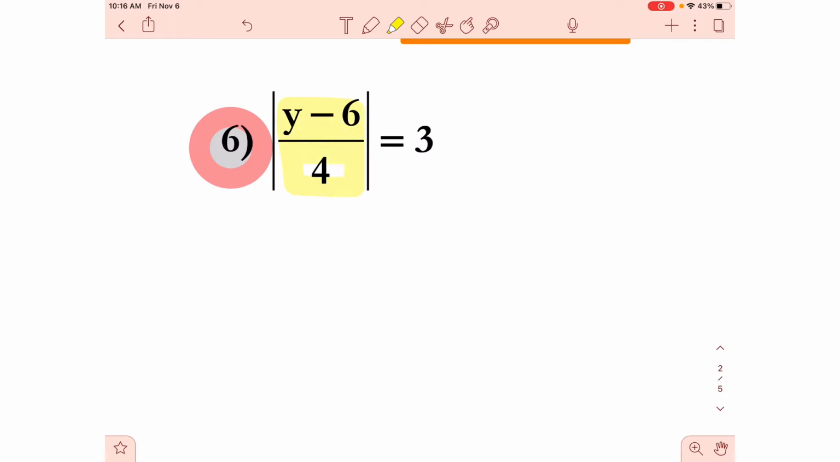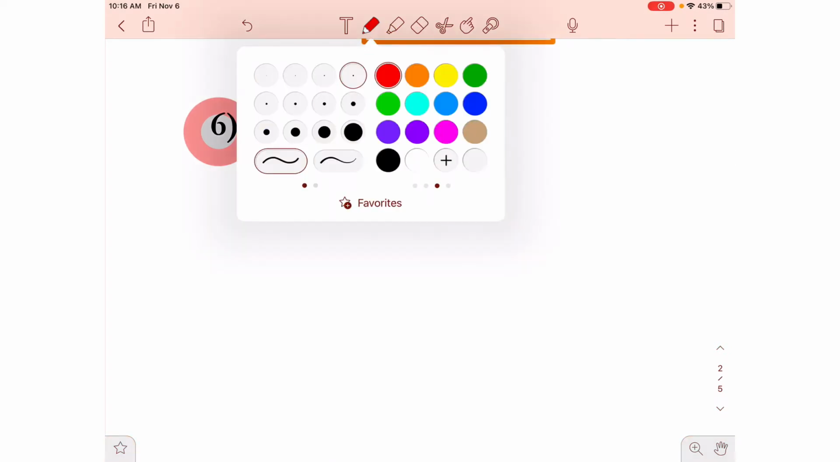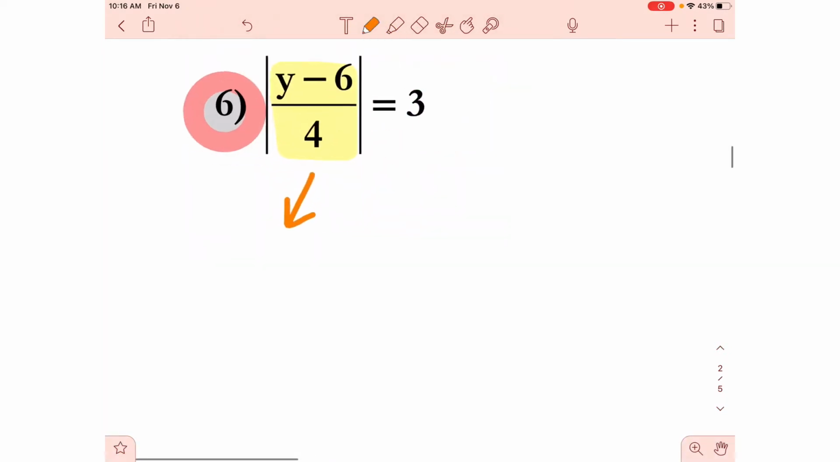The idea with the equations for the absolute value problems is this. The inside of this absolute value has to equal the number 3 in order for the answer to be 3 when I take the absolute value. However, there is another option. If the inside of this equals positive 3, and I take the absolute value, I get positive 3. But if the inside of this equals negative 3, and I take the absolute value, I also get 3. So I have to set up two scenarios.